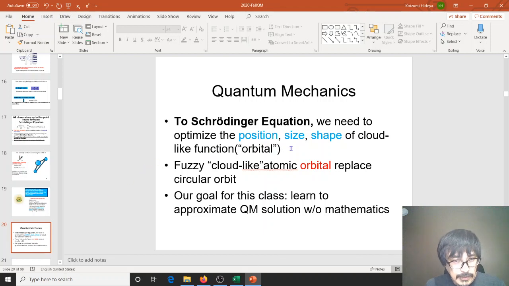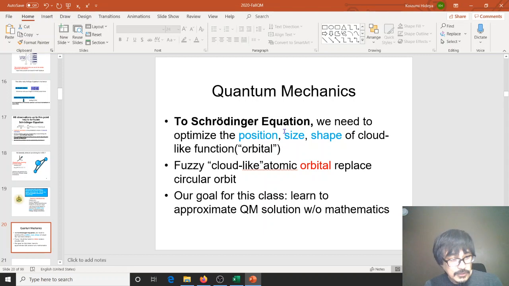So basically, all of the stuff written here is exactly what I said. It's the Schrodinger equation. The solution is called the orbital, and that orbital, if you square it, gives you the position, size, and shape of the electron cloud.